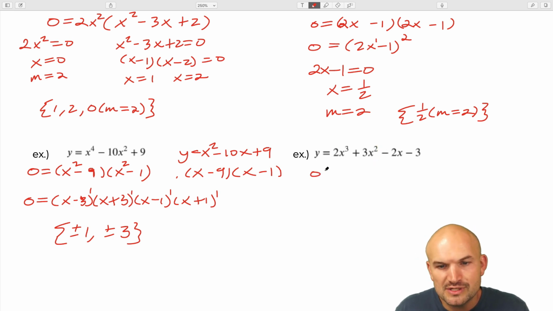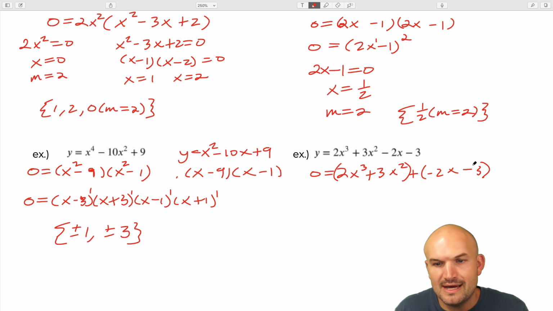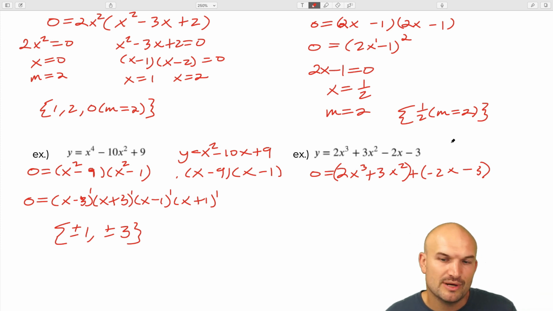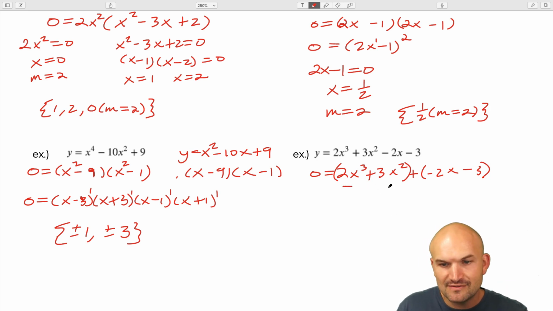So what we're going to do is rewrite it as 2x cubed, parentheses, plus 3x squared, plus negative 2x minus 3. Okay, so just be careful with how you're using your parentheses here. Instead of subtraction, we're just going to write plus a negative. Now, for each of these expressions, we are going to factor out the GCF.